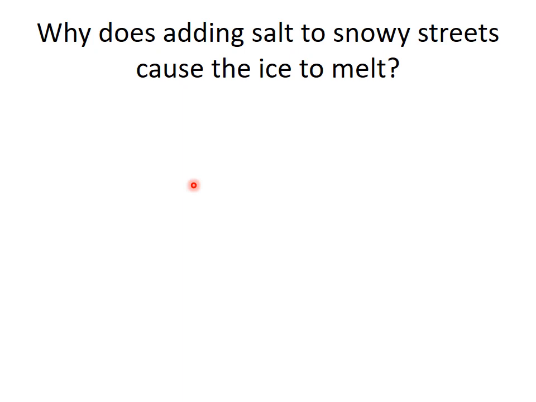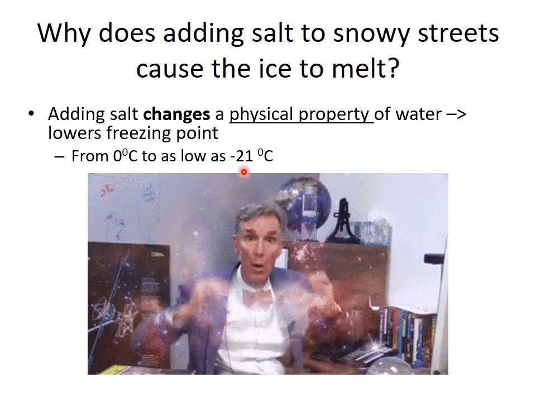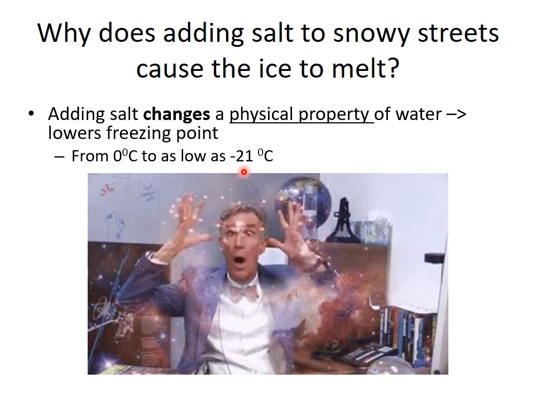So another topic within this is the role of salt that we did in the ice cream lab, and how it's used to actually melt streets. So here's the answer, basically, of what you need to know for that. Adding salt changes the physical property of water. It lowers the freezing point. Normal water has a freezing point of 0 degrees, and depending on the type of salt you add, you can lower water's freezing point to as low as 21 degrees Celsius. Mind blower for Bill Nye there.